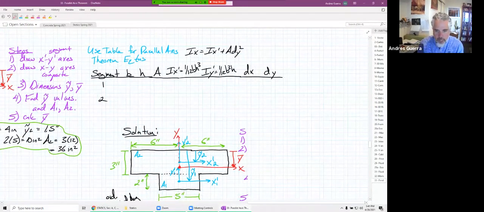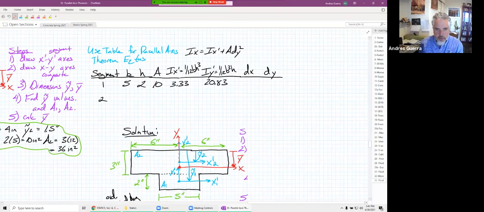Okay, so for segment 1, that's the bottom rectangle. B is 5, H is 2, our area is 10. We already figured all that stuff out. We can plug in our 1/12 BH cubed, and we're going to end up finding 3.33. Our Iy prime, if we plug that in, we're going to end up finding 20.83. We'll come back to dx and dy. Let's finish these first 5 columns here.